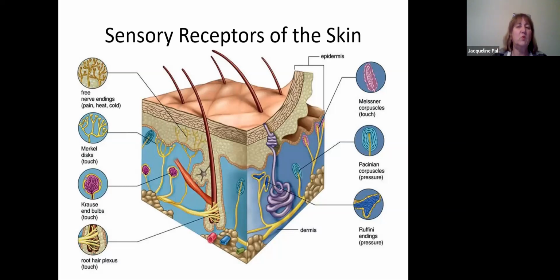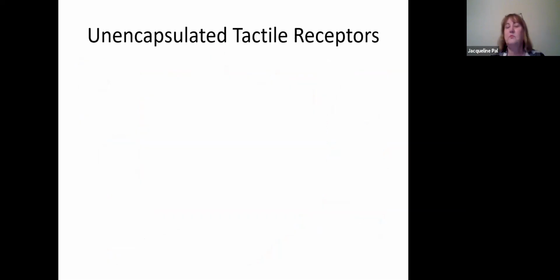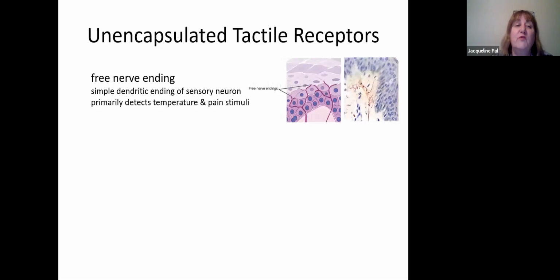So let's go through these one at a time in no particular order. And so this time, we're going to talk about the structure of these various tactile receptors. They're divided into 2 different categories. The first category are the 3 receptors that don't have any type of capsule surrounding the sensory dendrites. And so the first one are the free nerve endings.